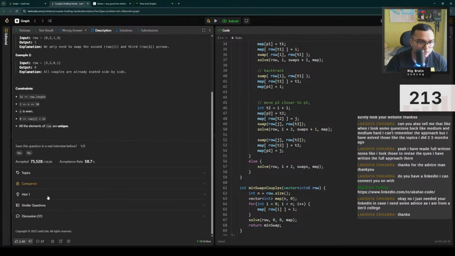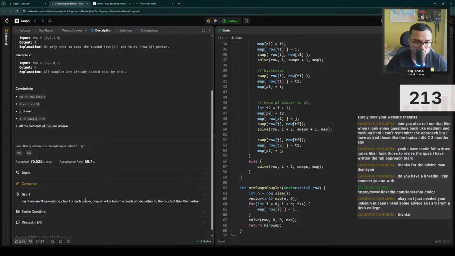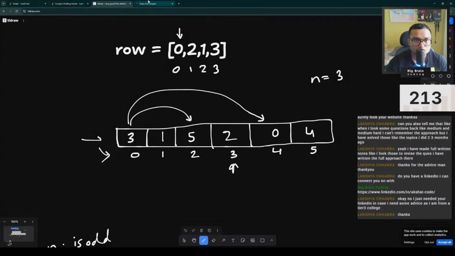Let's take a look at some hints maybe. Say there are n 2-seat couches. For each couple, draw an edge from the couch of one partner to the couch of the other partner. What does that mean? Okay, then what?